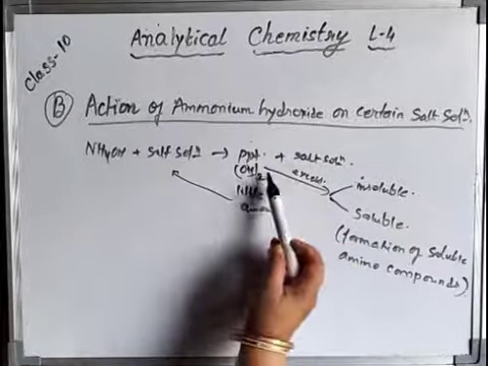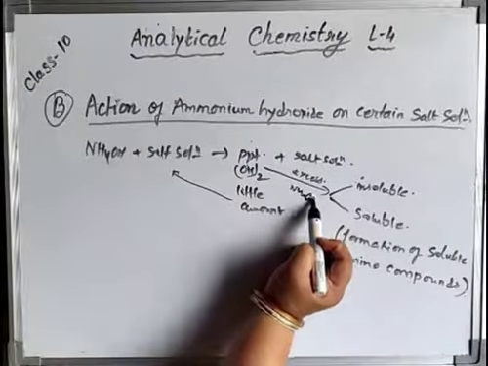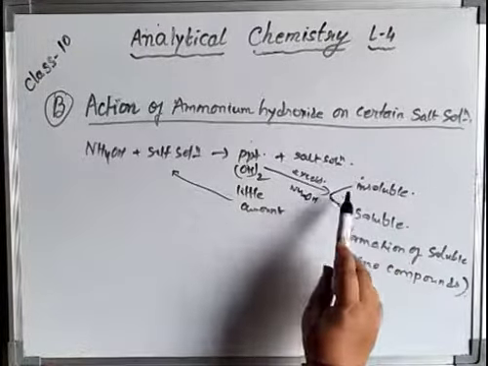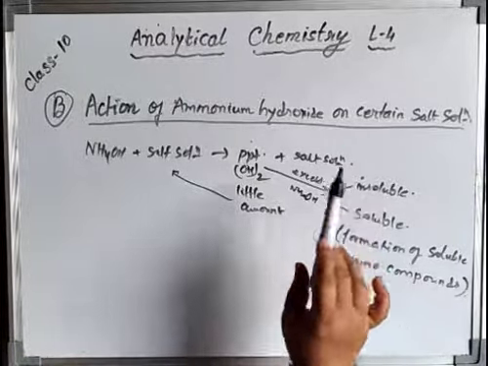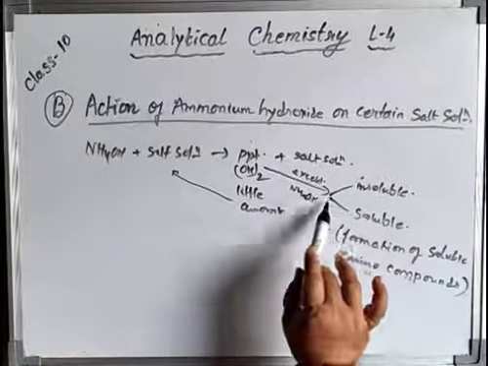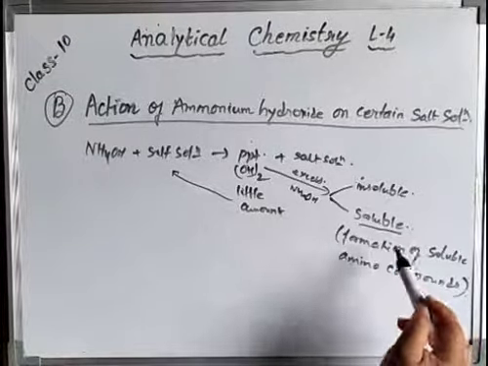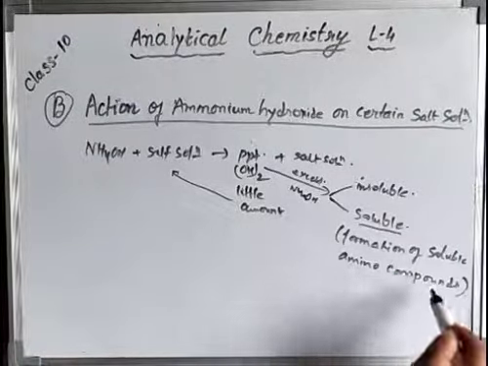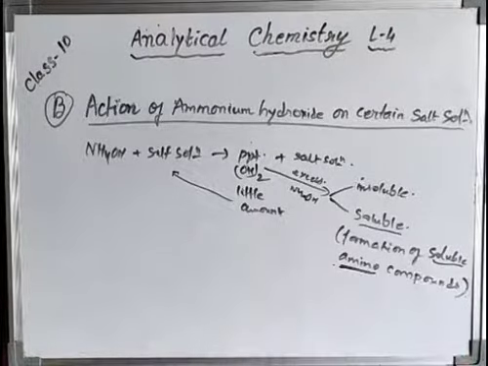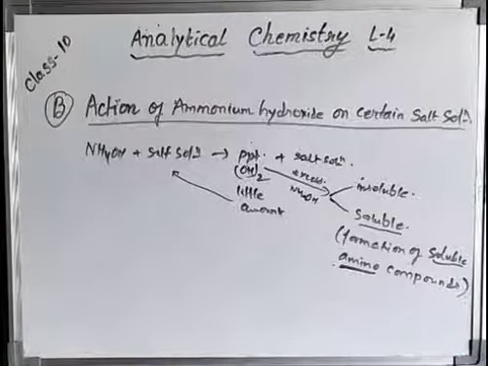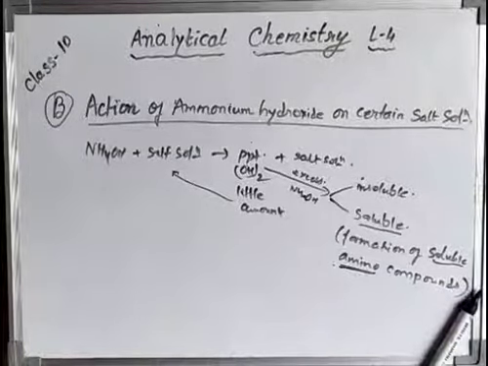But when this PPT is treated with excess NH4OH, the same reagent, you will find that a few of the hydroxides remain insoluble, but a few of the salt cations become soluble. Why do they become soluble? Because of the formation of soluble amino compounds. You have to remember this: soluble amino compound. An amino compound is one type of complex salt, and you know all complex salts are soluble in water.